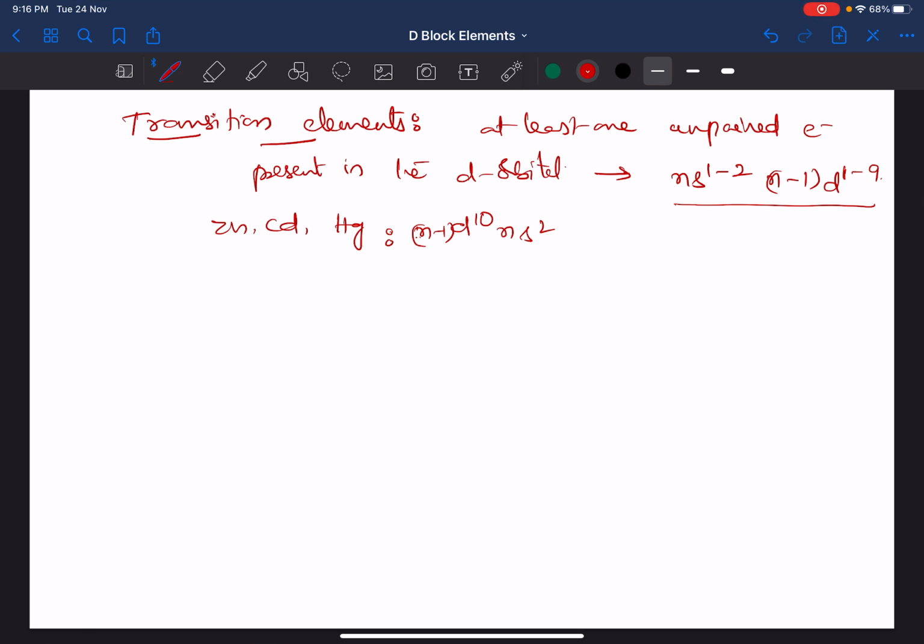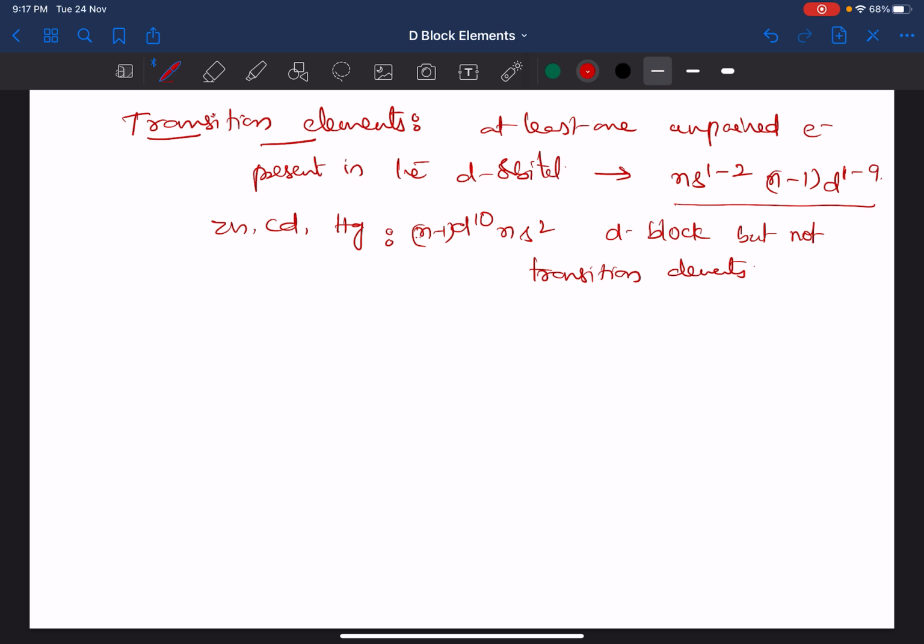So they are called only d block elements but not transition elements, because they have no unpaired electron in their valence shell. That is the difference between transition elements and the non-transition elements like zinc, cadmium and mercury.